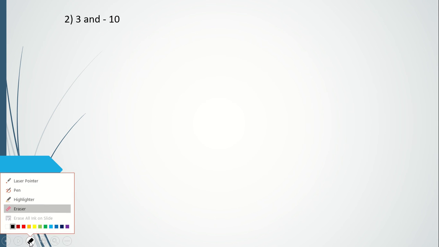Next is 3 and minus 10. So in this case also, this actually I have given for homework, I think. Same way it is going to be. Now this we will do. Just use the formula, nothing great. x square minus alpha plus beta times x plus alpha beta.